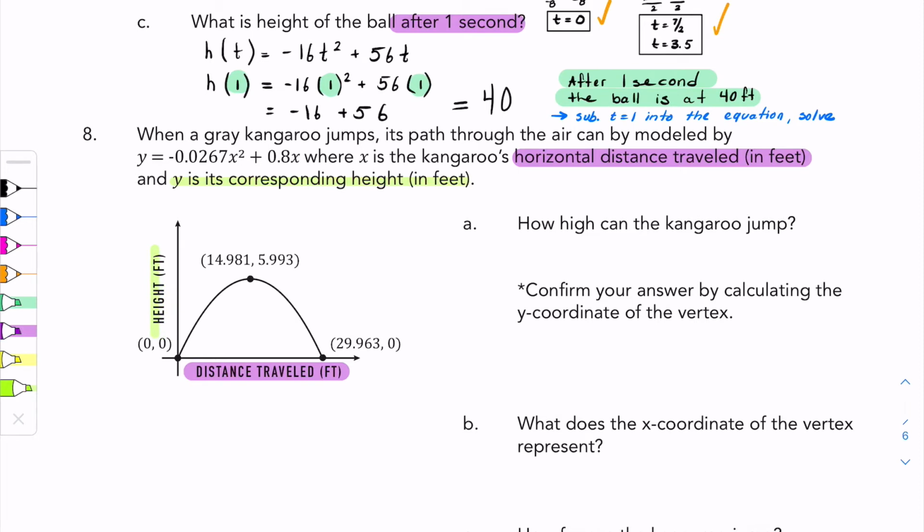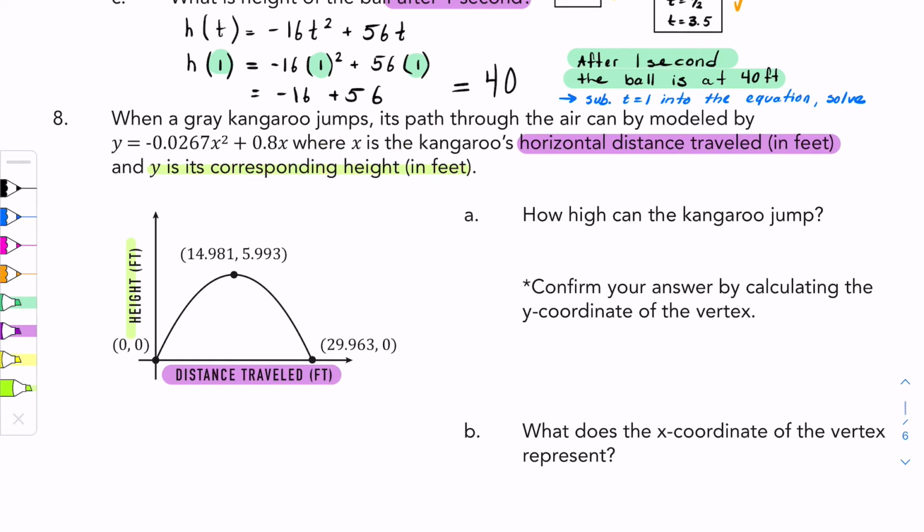Part A says, how high can the kangaroo jump? Okay, looking at the graph, you should be able to easily see that the height of the kangaroo is at 5.93 feet. We can see that. It's the y-coordinate of the vertex. So I can answer my question easily from the graph. Right here, it says to confirm the answer by calculating the y-coordinate of the vertex. I'm asking you to do this because sometimes you won't have the graph and you'll have to actually calculate what that value is.